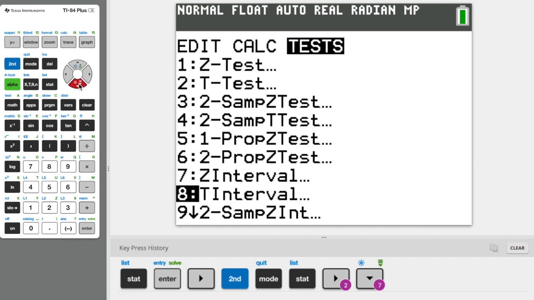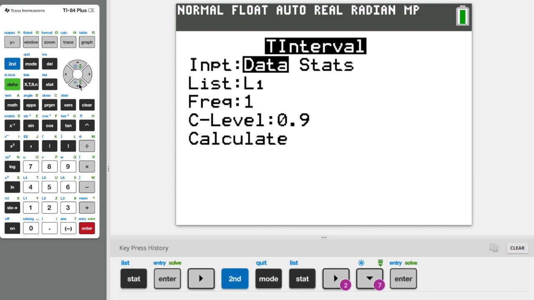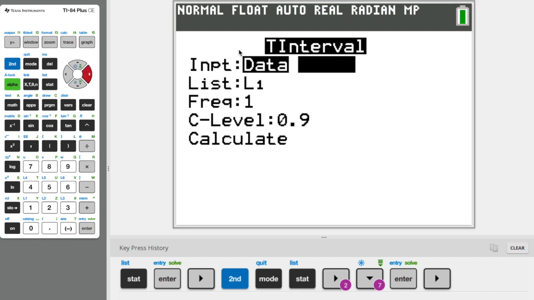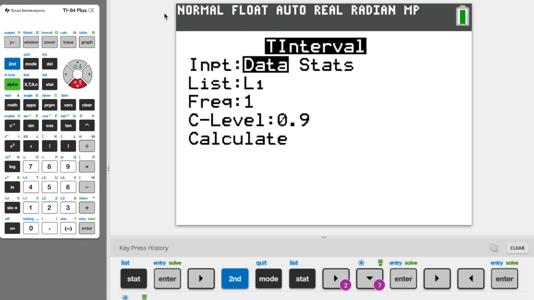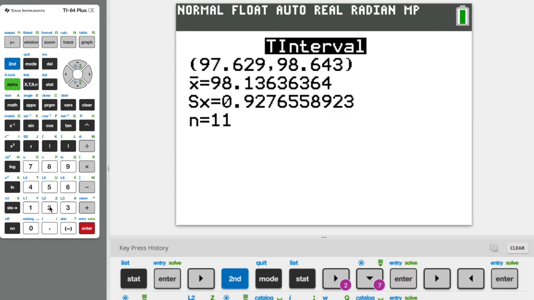Okay, so remember the difference between the z-interval and t-interval. The z-interval is when we know sigma, t-interval is when we don't. So we don't know this, we just have a list of data. We're going to put the t-interval. Again, we can either pick stats or data here. I'm going to hit data. Enter. This time I actually put my data in L2, so I'm going to say second number 2 to change that to L2. I'm going to leave my frequency as 1. Again, this is a 90% confidence interval, so 0.90. It just changes it to 0.9, which is totally fine. Hit calculate, and I have my confidence interval.